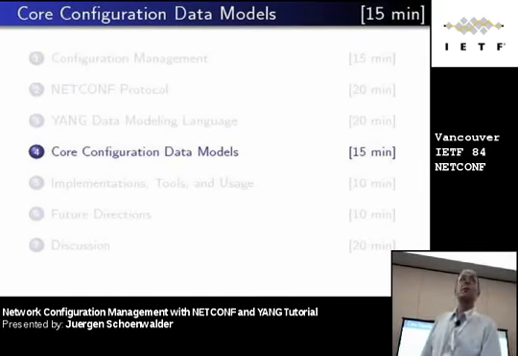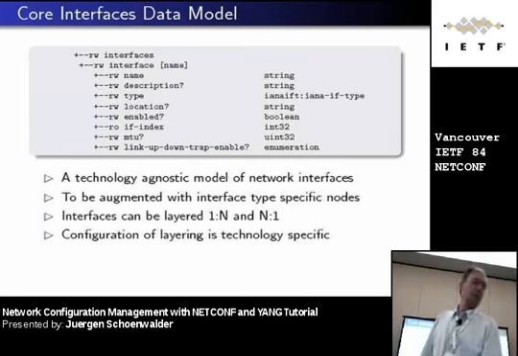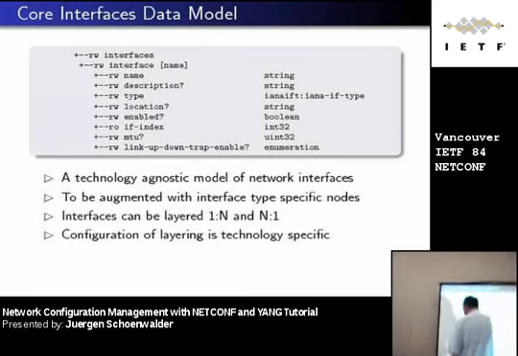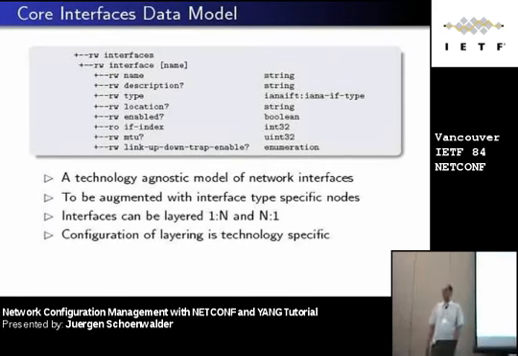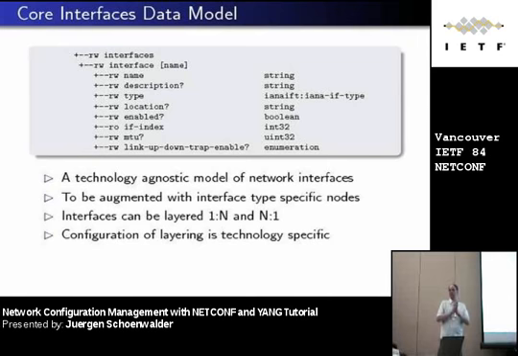Just to give you an overview of what's happening in the IETF and the network working group, there's a document that's currently in working group last call. It's defining a configuration data model just for interfaces, because interfaces are really fundamental. If you can't configure interfaces, then everything else can't really be configured. The idea was to come up with something that is really the most basic.